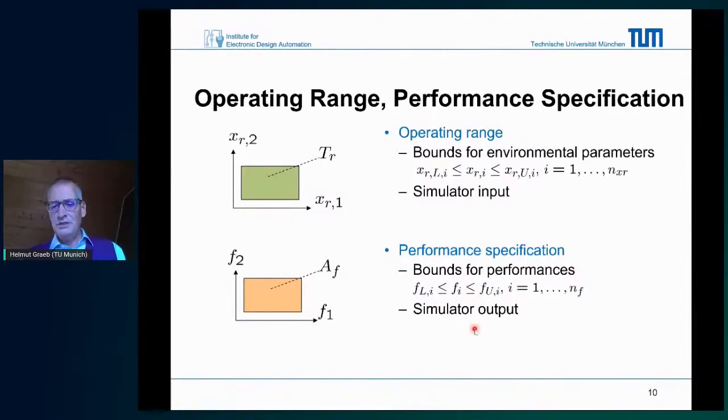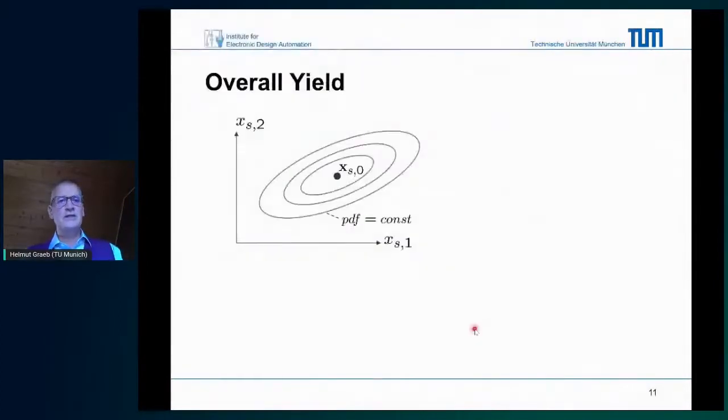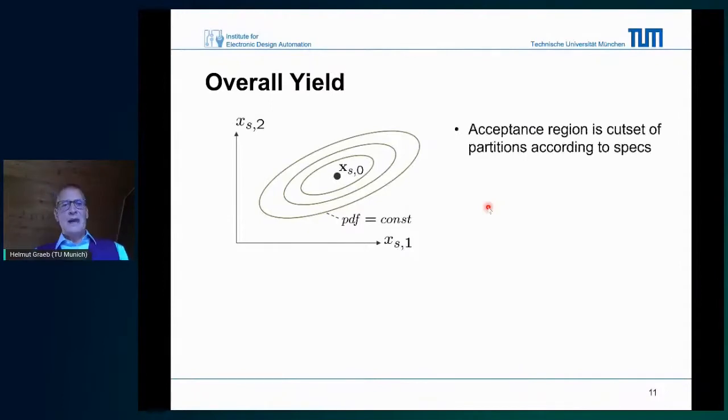So now we have everything to formulate yield analysis. What is yield analysis? Let's go on with that. Here we have our level contours. Please think of this as the mean value, and out of that, out of the white screen here, comes that Gaussian bell curve. The acceptance region is the region where we can say from our performance specification, oh, that's a good circuit. It satisfies all the specified values for the performances. Now, it's the cut set of all these partitions according to the individual specs. Every spec gives you a cut. This, for instance, would be, say, gain should be at least 70 dB, something like that. And that cuts the space in two halves.